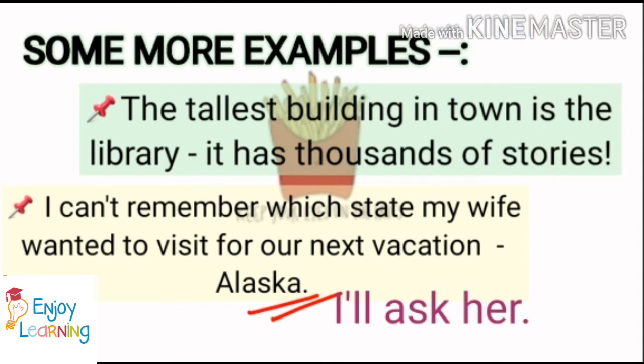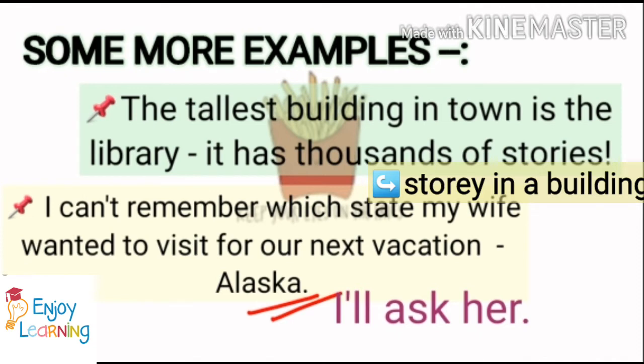The tallest building in town is the library. It has thousands of stories. So again the word story refers to a similar sounding word, storey, that is S-T-O-R-E-Y, which means floors in a building. So a library is said to have many stories, many floors. That's why it's the tallest building. This is how a pun creates a humorous effect.